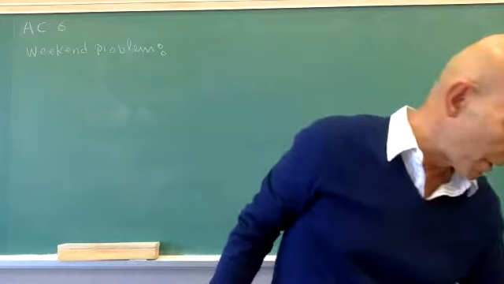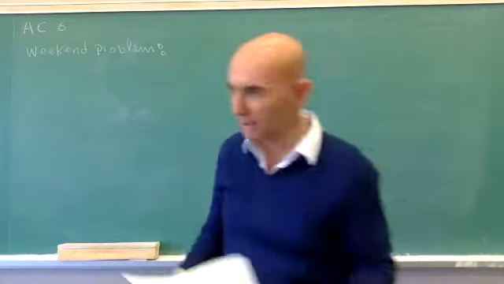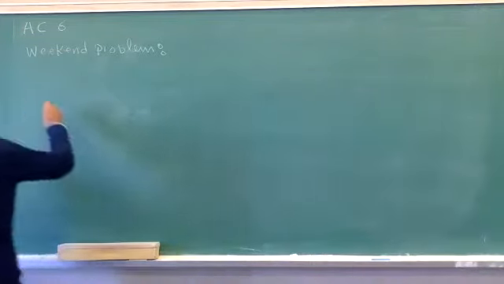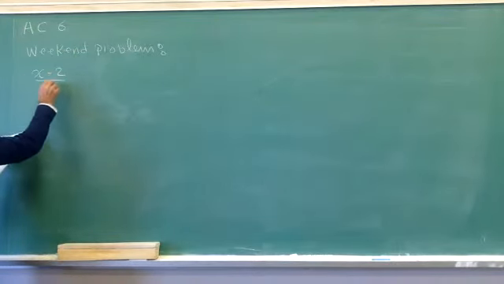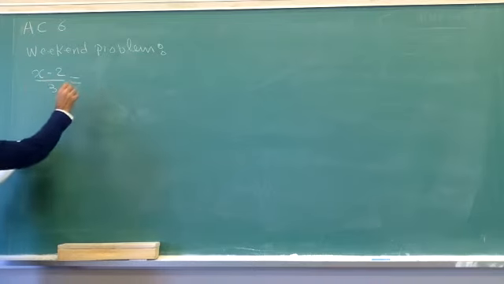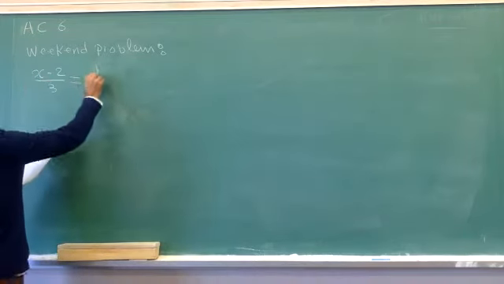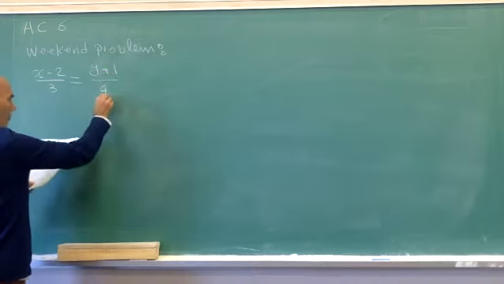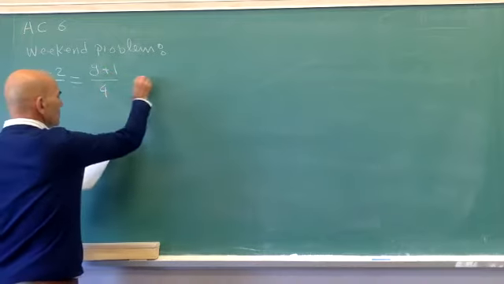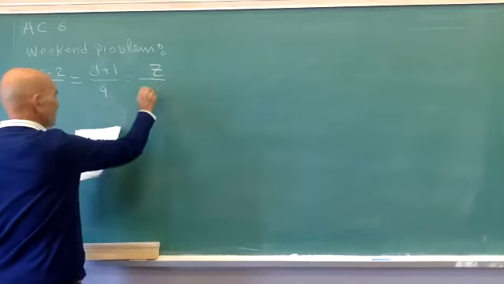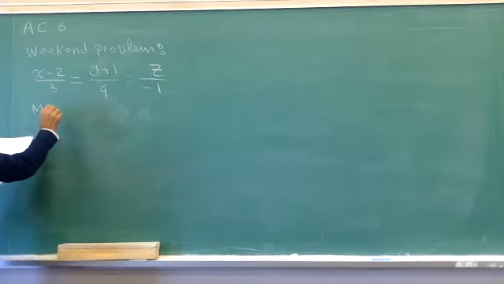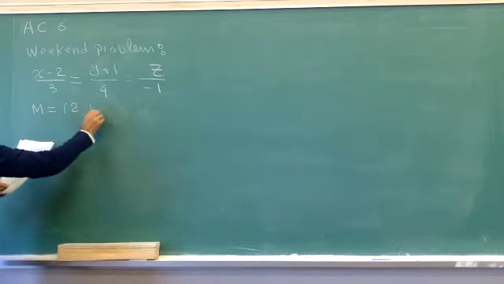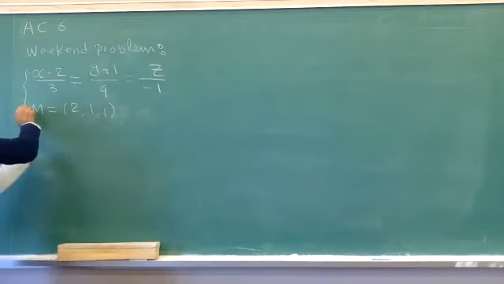You remember a line was given to you in symmetric form: x minus 2 over 3 equal to y plus 1 over 4 equal to z over minus 1. And the point M, which was (2, 1, 1). So this is a line.